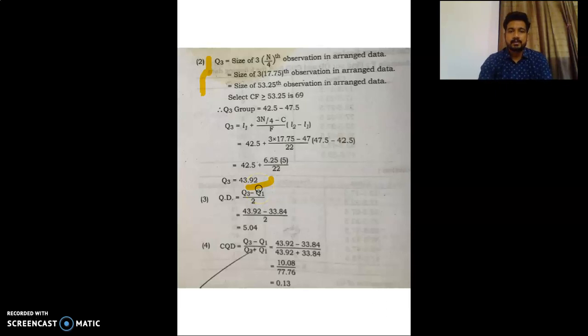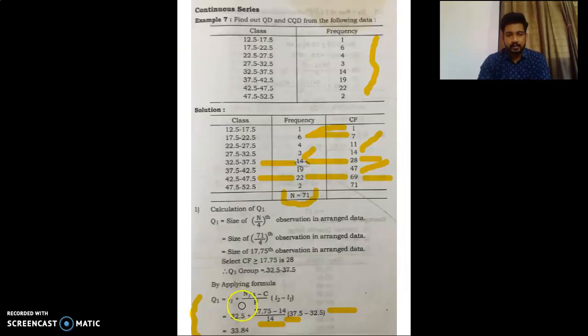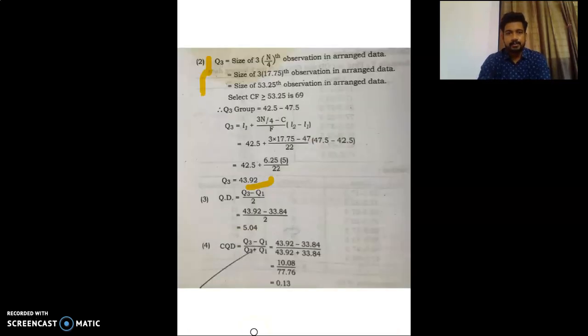Now we have the answers of Q3 and Q1 with us. Q1 is 33.84 and Q3 is 43.92. We just have to place the answers in our formula. QD equals Q3 minus Q1 divided by 2, so 43.92 minus 33.84 divided by 2. The answer of QD is 5.04. And the next thing that we have to calculate is the coefficient of quartile deviation. So we put the values here and the answer is 0.13.